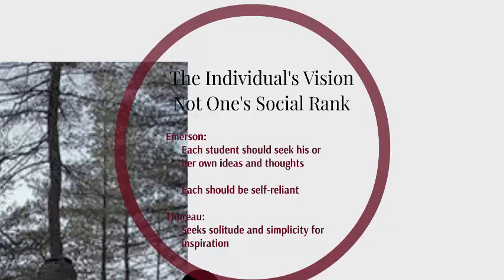You can see this in Emerson's The American Scholar. He says, hey, Aristotle, Shakespeare, all the great thinkers of the past were just people too, just like you and I are people, so we can think on our own and think independently. Each individual should be self-reliant. Thoreau also seeks solitude and simplicity for inspiration. He goes off looking for truth, just communing with nature. The individual and nature together should be enough. We should be able to find out what we need to know.